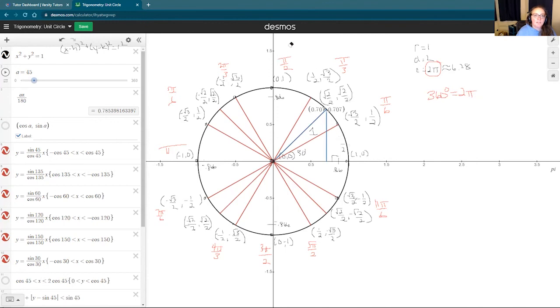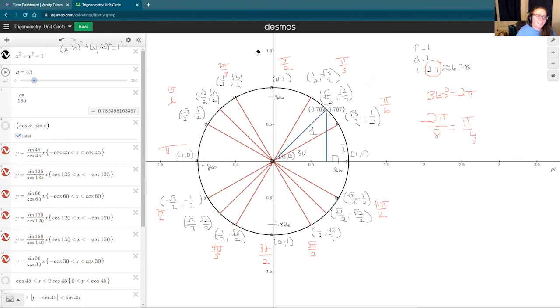Okay, so now let's do the 45s. That's what I call them. So this one right here is going to be 2 pi divided by 8, right? Yep. Okay, so the 2 pi divided by 8 is pi over 4. Make sense?